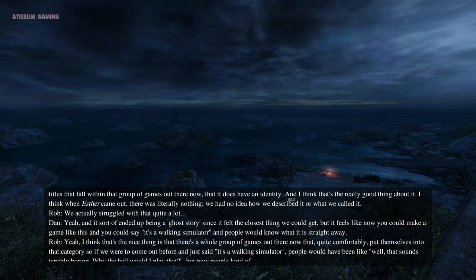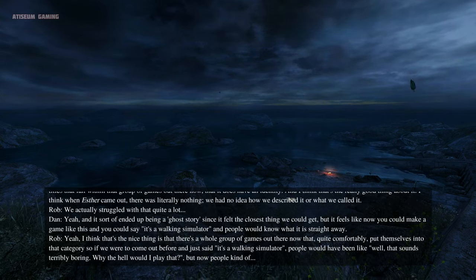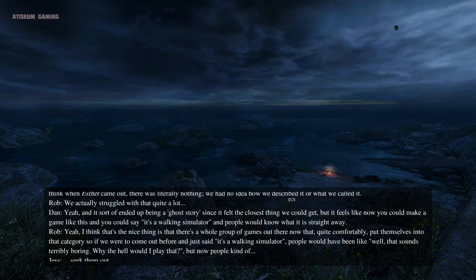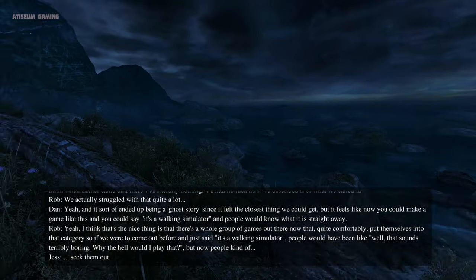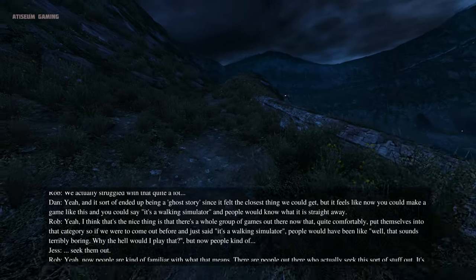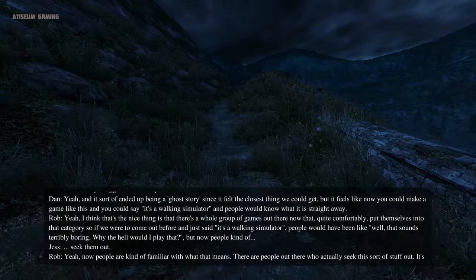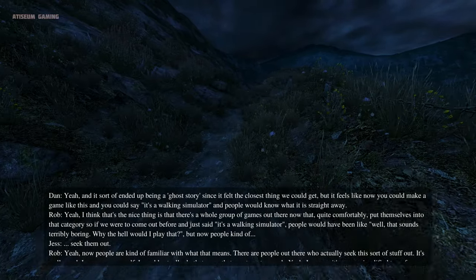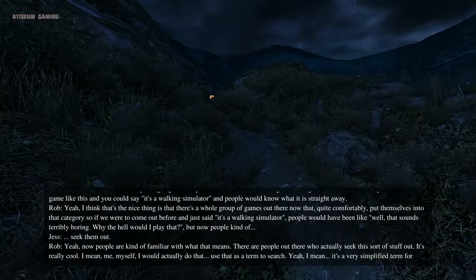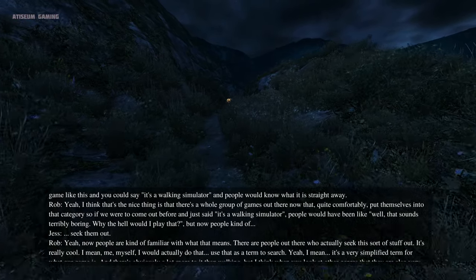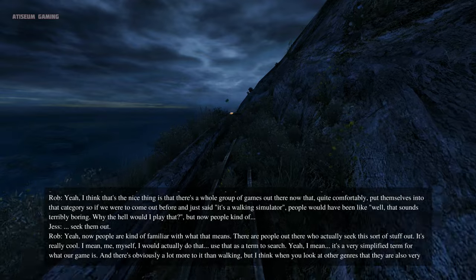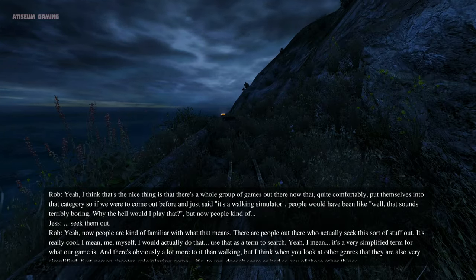If we were to come out before and just said it's a walking simulator, people would have been like, well, that sounds terribly boring. Why the hell would I play that? But now people seek them out. Yeah, now people are familiar with what that means. There are people out there who actually seek this sort of stuff out, and it's really cool. I myself would use that as a term to search. But yeah, it's a very simplified term for what our game is, and there's obviously a lot more to it than walking. But when you look at other genres, they're also very simplified, like first-person shooter, role-playing game. To me, it doesn't seem as bad as any of those other things.